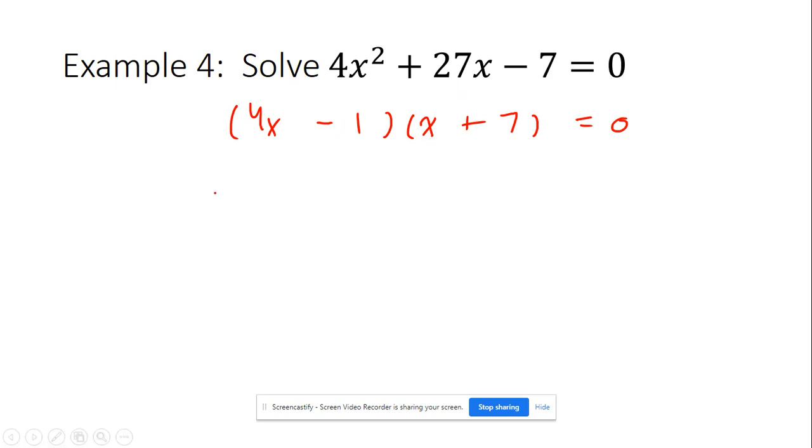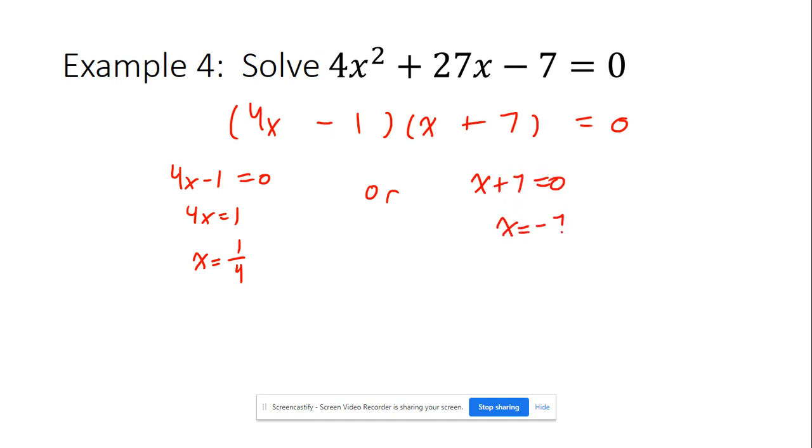So either 4x minus 1 equals 0, and that means 4x equals 1, and that means x equals 1/4, or x plus 7 equals 0, and that means x equals negative 7. Okay, so we have the two solutions of x equals 1/4 or x equals negative 7, and that's going to be the solution to this quadratic equation here.